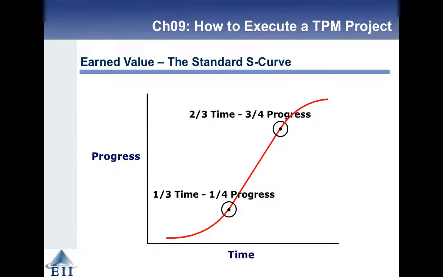And here's a plot of the continuous earned value as you progress through time. Right, and it's called the S-curve, and this is usually the sort of plot you get when you plot out the project progress. 1/3 of the time is going to only give you a quarter progress. 2/3 of the time gives you about 3/4 of the progress, and the last 1/3 gives you that extra 1/4 to take you to completion.